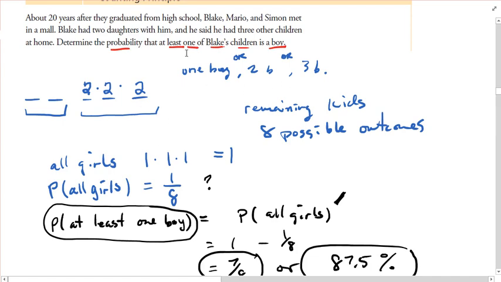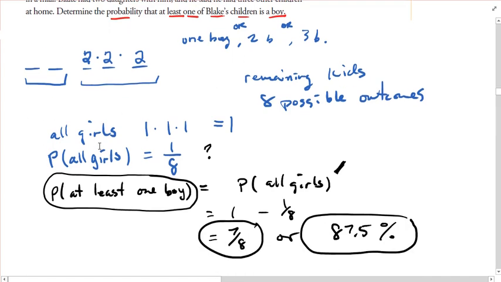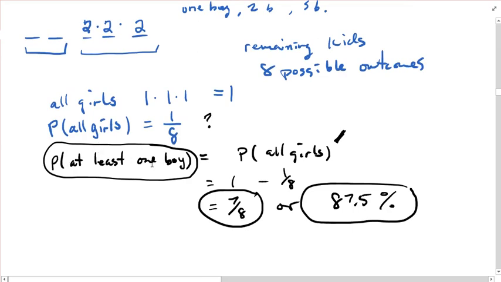But at least one is a boy. That means that we could have 1 boy, or 2 boys, or 3 boys, right? And you could take 3 different cases there and add them up if you want, but an easier way to attack this problem is to say that the probability of at least 1 boy is the complement of the probability that all of them are girls. So instead of adding up a bunch of different cases, if you know that there's just 1 case that is not included, you can take the total and subtract just that 1 case. Do you know what I mean?